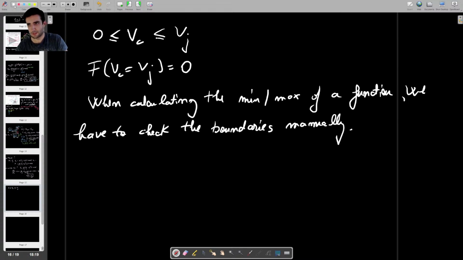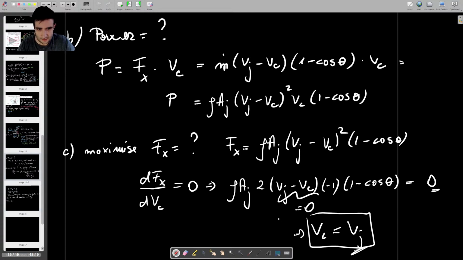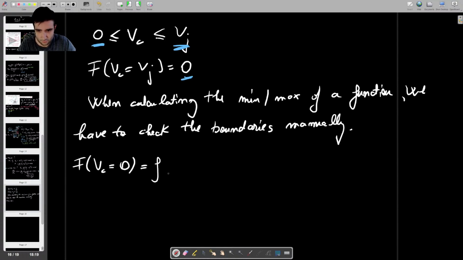So the boundaries are this and this, and we know what Vj is. We know that the force at that point is 0. So let's try the other one. If we do F when Vc is 0, this seems a bit more appropriate. So this is going to give us rho Aj Vj squared times 1 minus cos theta.